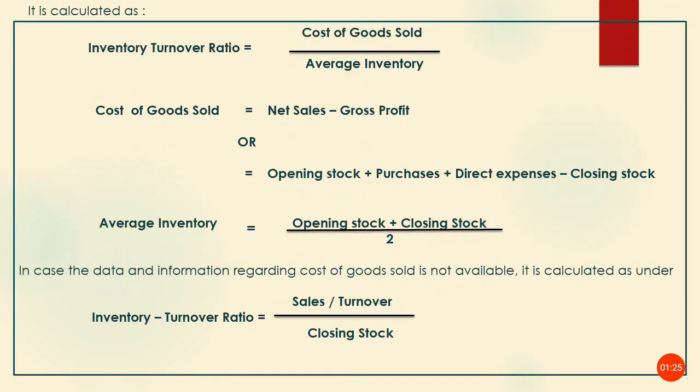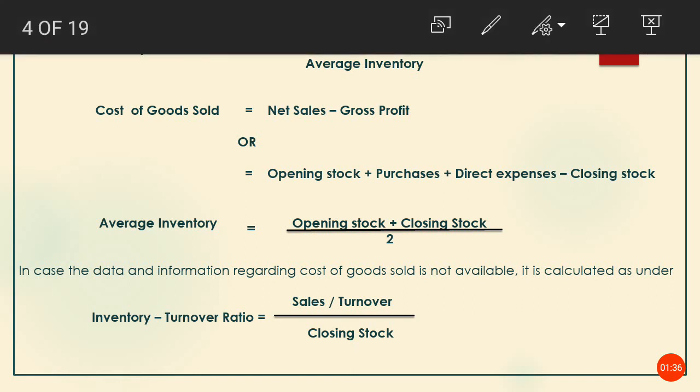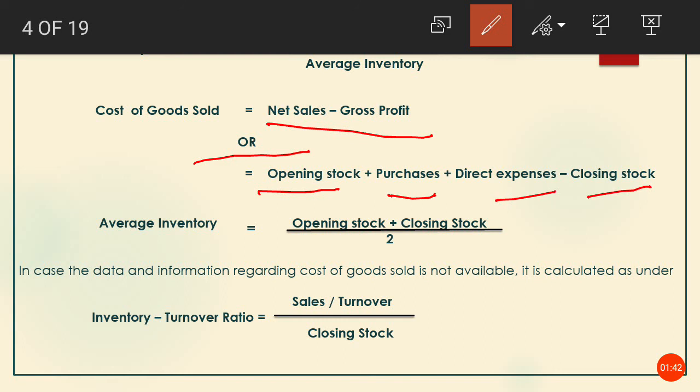It is calculated as: inventory turnover ratio is equal to cost of goods sold divided by average inventory. Cost of goods sold is equal to net sales minus gross profit, or is equal to opening stock plus purchases plus direct expenses minus closing stock. Average inventory is equal to opening stock plus closing stock divided by 2.